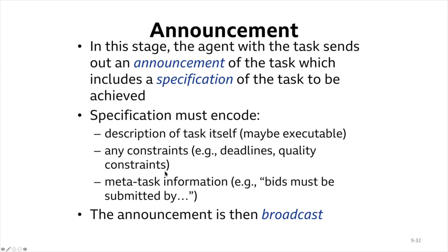Any quality constraints, so for example, one can imagine specifying, if it's a scientific computation that you want to be carried out, you might specify the accuracy of the solution that you require. You might specify some meta task information. Look, this is how I want you to submit bids. We'll talk about bids in a moment. And finally, that announcement is then broadcast out to agents within the system.